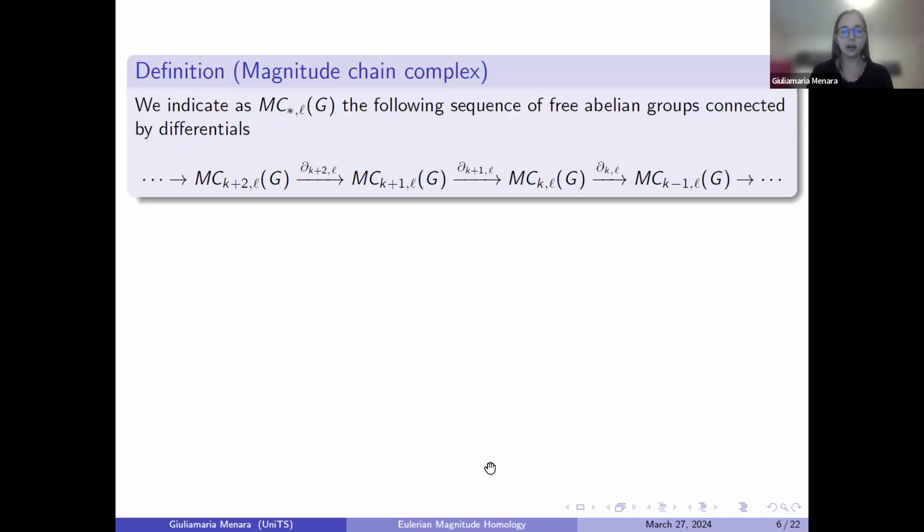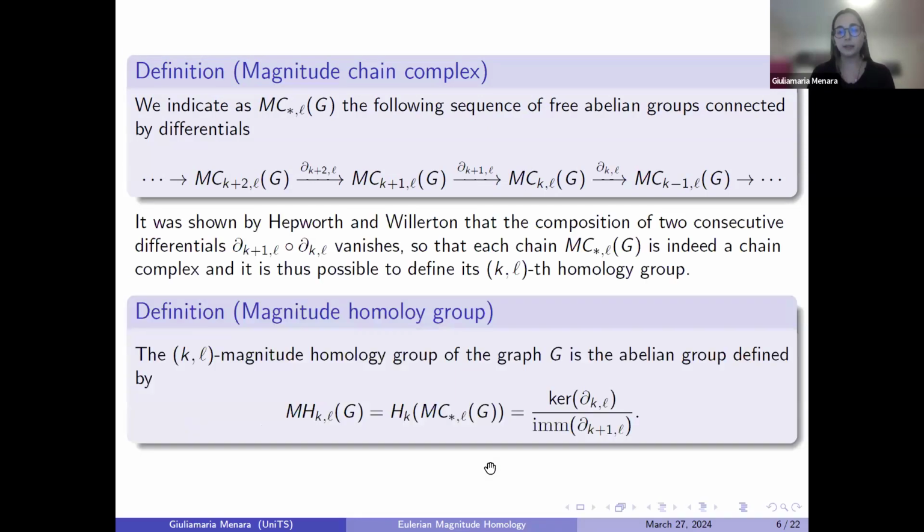Well, okay, we have our ingredients: matrix chain groups and differential, so we can define our chain complex, and it's possible to see that the differential is actually a boundary map. We see this by showing that if we remove 2 vertices, xi and xj, in this order or in the reverse order, then the output does not change, so everything works out well. And we can define the magnitude homology group as usual, as the kernel of the outgoing differential from a certain magnitude chain over the image of the incoming differential.